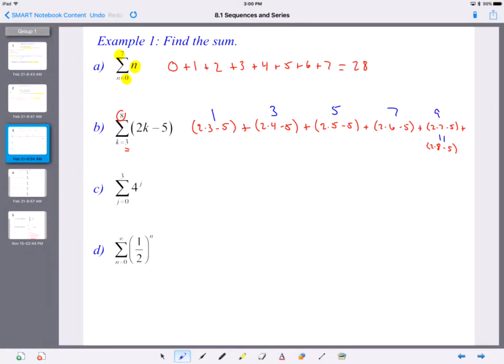So when you're going up by repeated addition, that represents, when you write the sequence here, the function, it represents multiplication. Repeated addition is multiplication. And so what does that add up to? 1, 3, 5, 7, 9, and 11. That will add up to 36. So the summation of that function 2k minus 5 from k equals 3 up to 8 will equal 36.